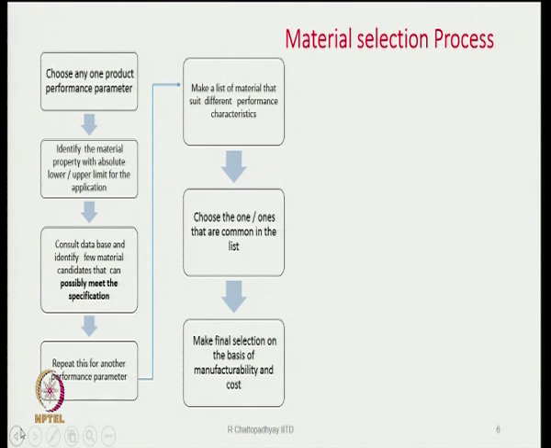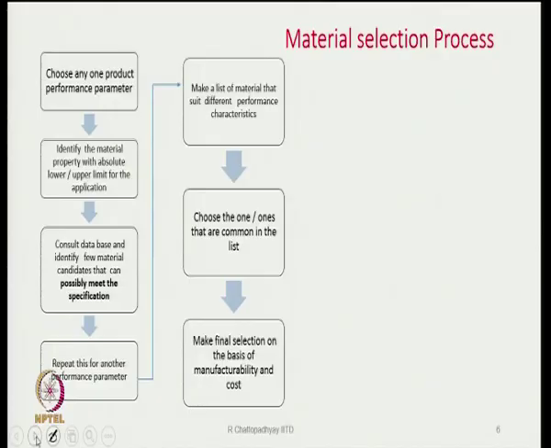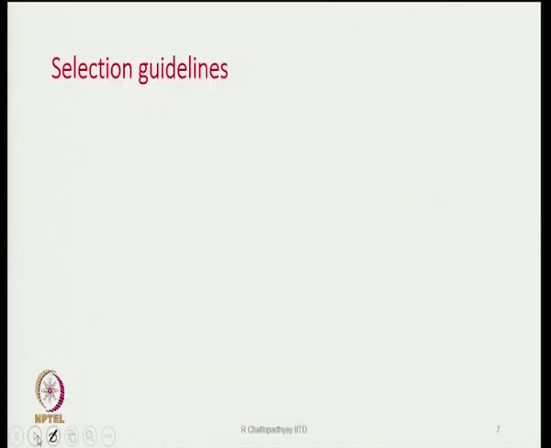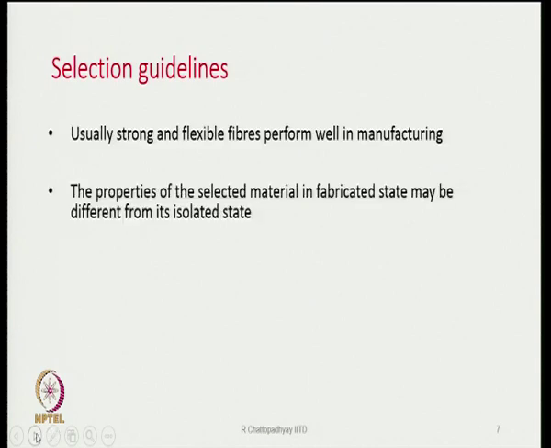After that, make a final selection on the basis of manufacturability and cost, because cost is also very, very important, and the fibers should be easily processable. So, this is the typical flow chart one can follow. The other selection guideline is that normally we should remember that usually strong and flexible fibers perform well in manufacturing.